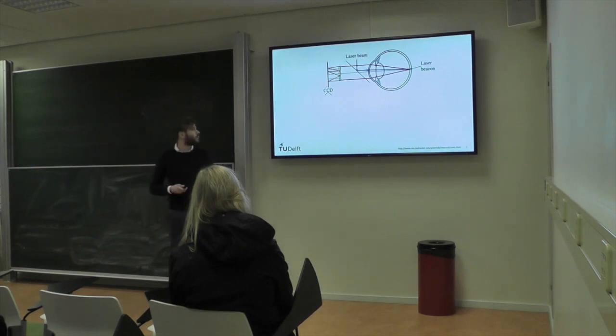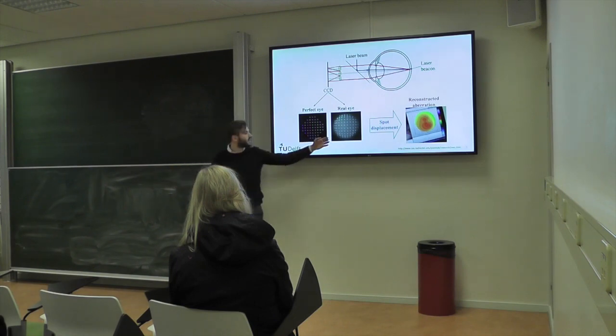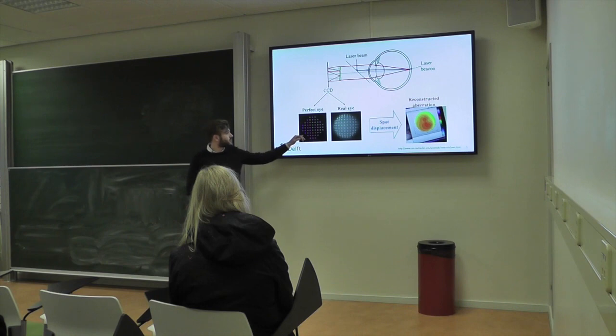The image that will be formed is something like this. If you have perfect eyesight, you will see small dots. However, if you need glasses, you will have a distorted pattern like this. Knowing the positions of the spots for the perfect eye and knowing what the eye actually is, you can use this information to get back the reconstructed aberration, or actually the shape of your eye and what is wrong with it.